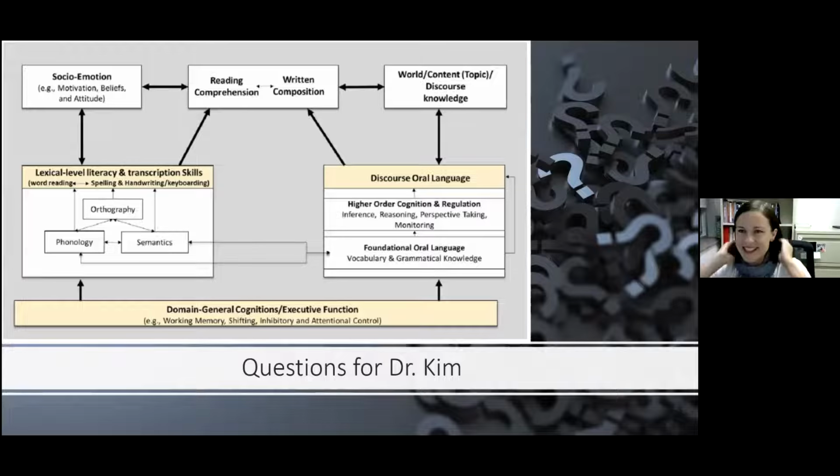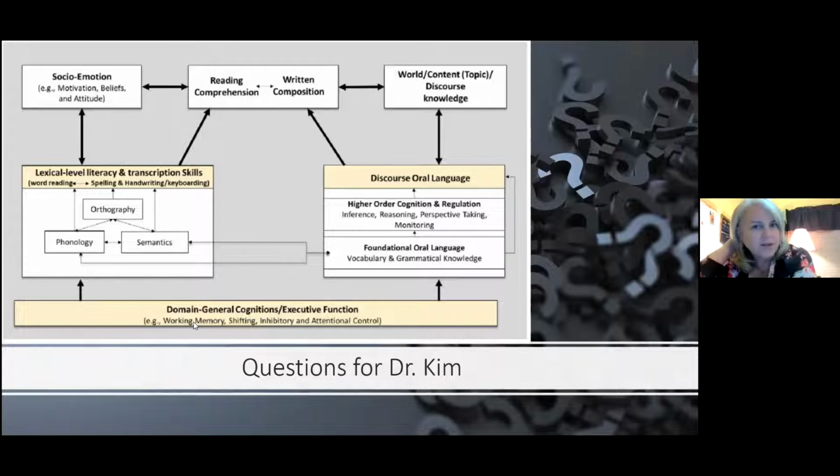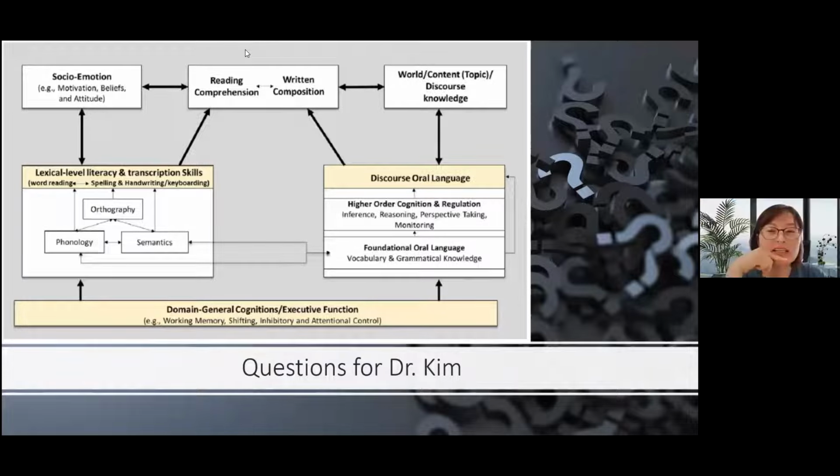Any other last questions for Dr. Kim on this model? We will get it updated for the month. I have a question. Can you talk a little bit about the world content and discourse knowledge? I appreciated the direct line to the reading in your other model, because I think about that with equity. We can't write what we don't know about. So say a little bit more.